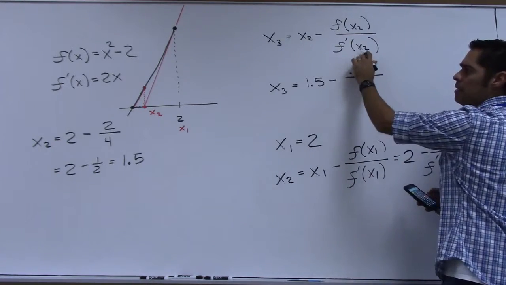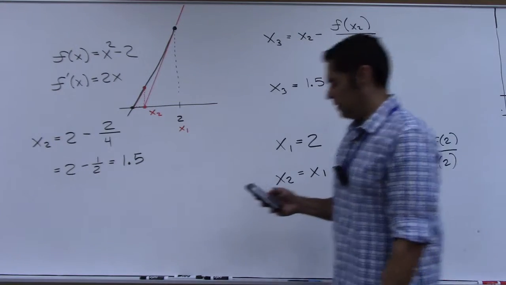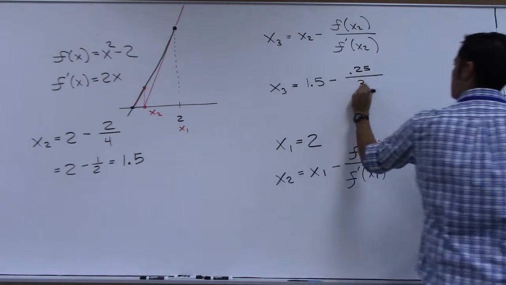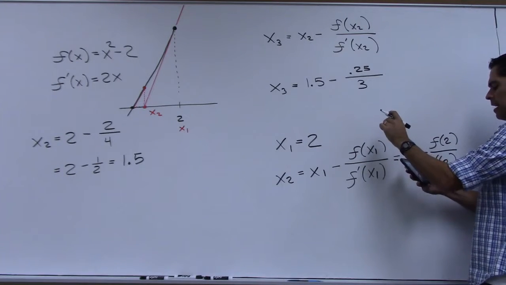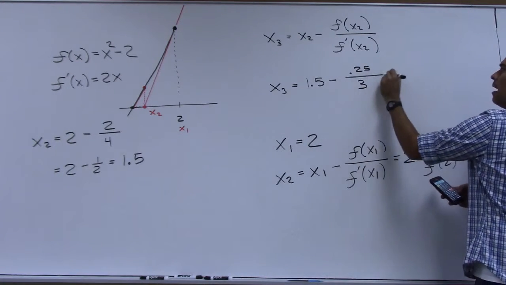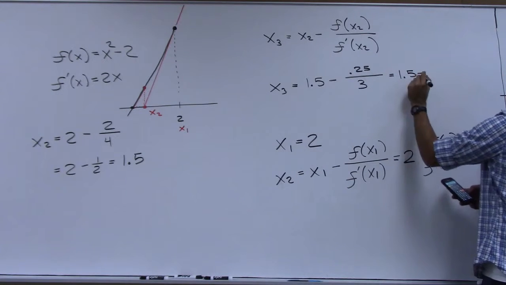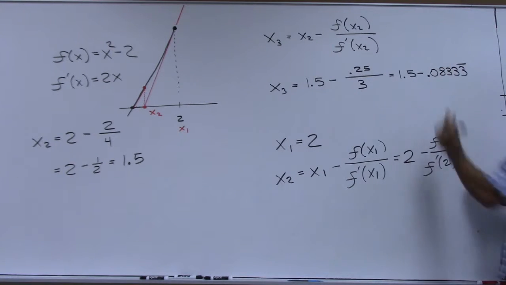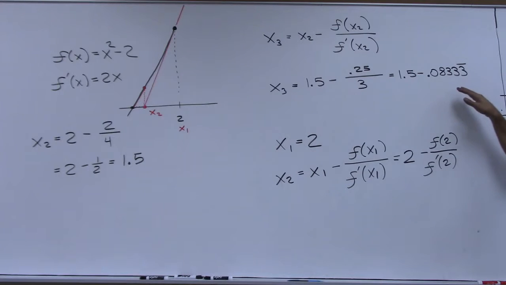over, now you plug 1.5 into the derivative. So 2 times 1.5, 3. So you get 3. So now on my calculator, I'm going to do 0.25 divided by 3. I'm getting 0.08333 forever, right? It's a repeating decimal. That's what happens. So the question is, how far do I want to go out? Well, let's go 1.5 minus 0.0833333. I'm going to go like 7 or 8 decimal places.